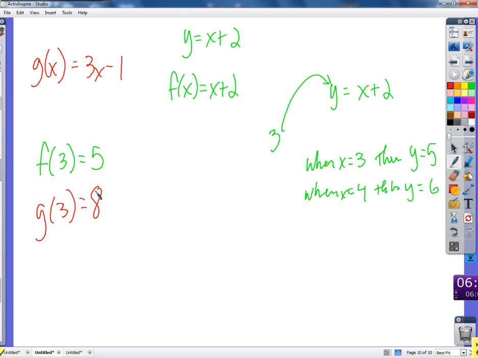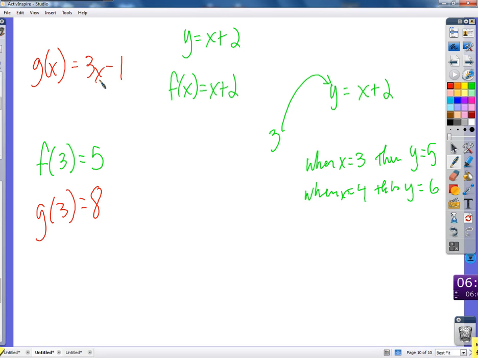G of 3 just means you're going to put 3 where? Over here? Why not? Why don't you put it over here? Because that one's f. We want g. Okay, and make that specific by writing g. Put it in there, 3 times 3 is 9, minus 1 is 8, okay?